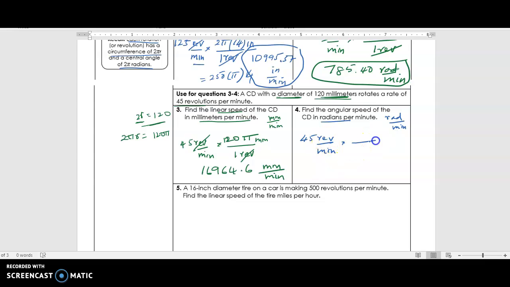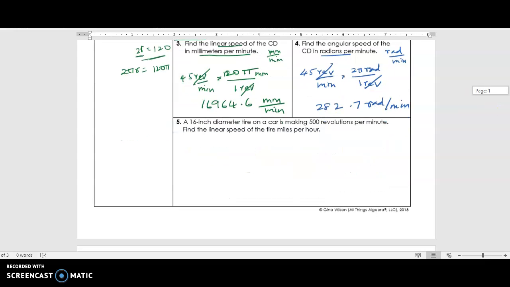so one revolution is 2 pi radians. That's it. Okay, there is no r here, just simply 2 pi radians. This r is part of the word radians. Okay, so that's it. So you really don't have to do much here because it's already in minutes. So 45 times 2 pi would give you the answer, which should be 282.7 radians per minute.